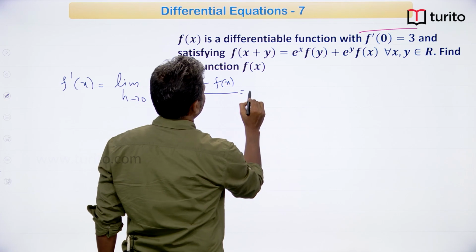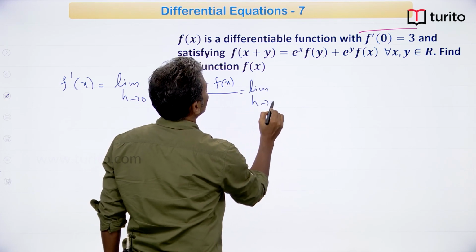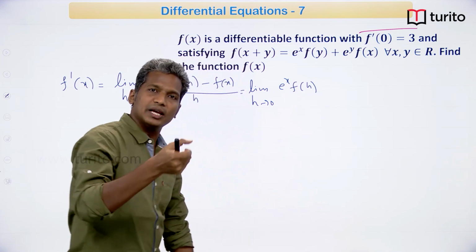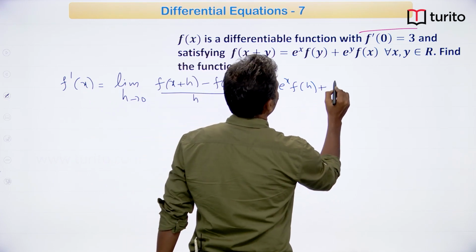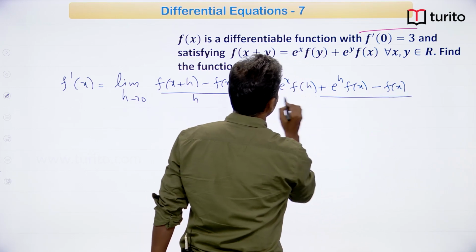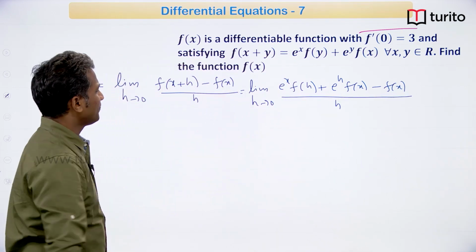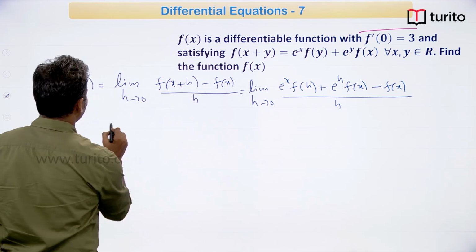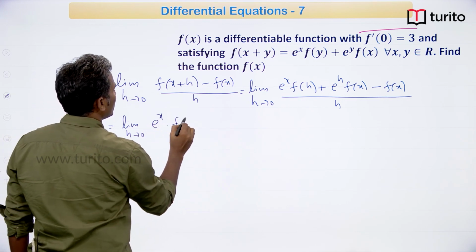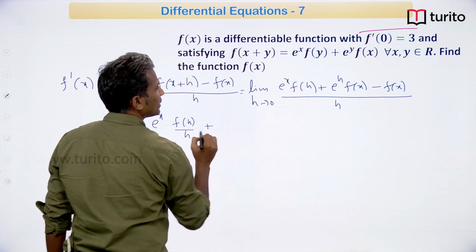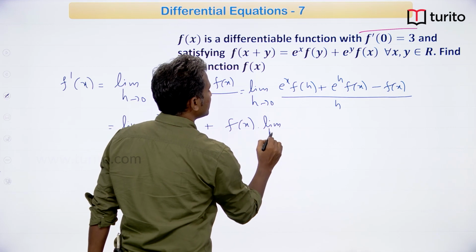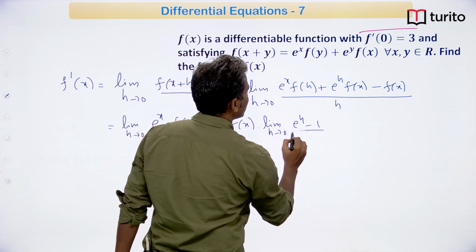So, what do we get? We get limit h tending to 0 e power x into f of h, because in place of y I am substituting h, plus e raised to h into f of x minus f of x divided by h. Okay. Now, I can split this into two terms. So, a limit h is tending to 0 e power x into f of h by h, plus if I take f of x common, I will get limit h tending to 0 e raised to h minus 1 by h.